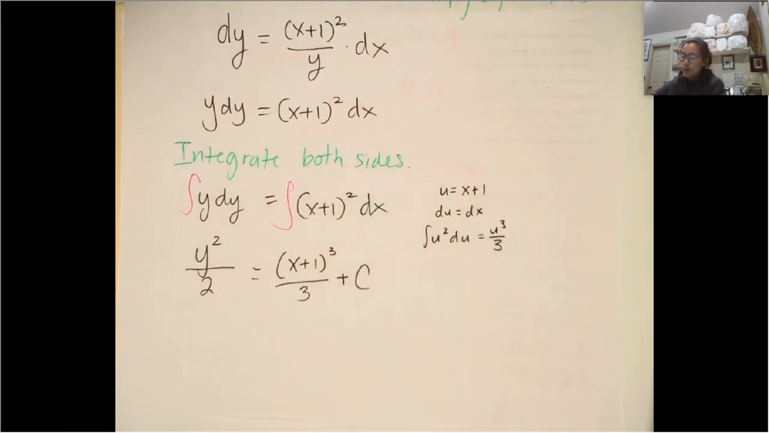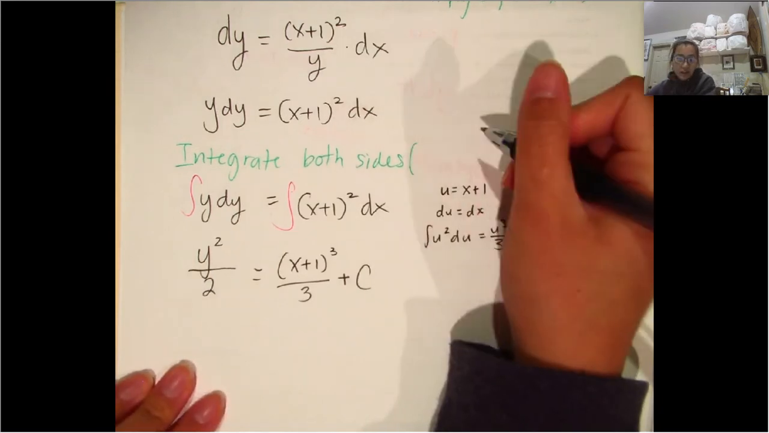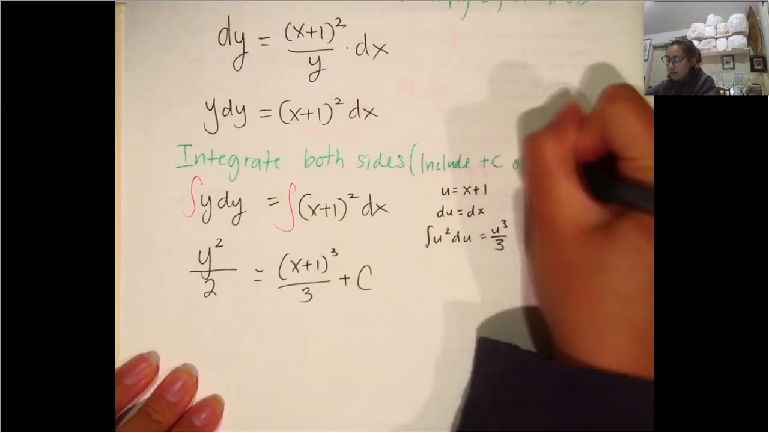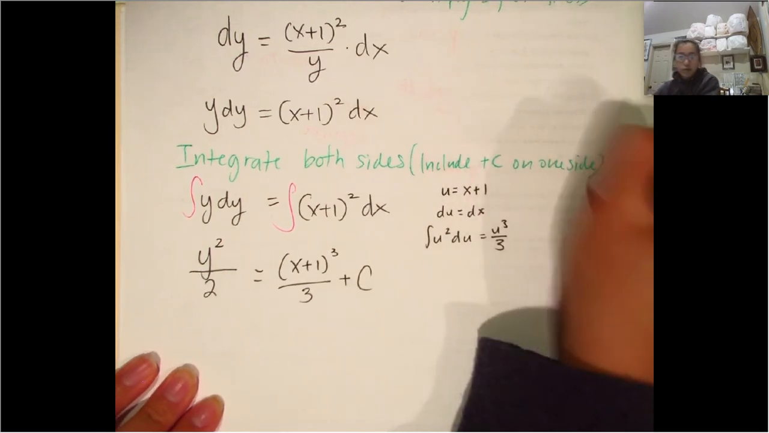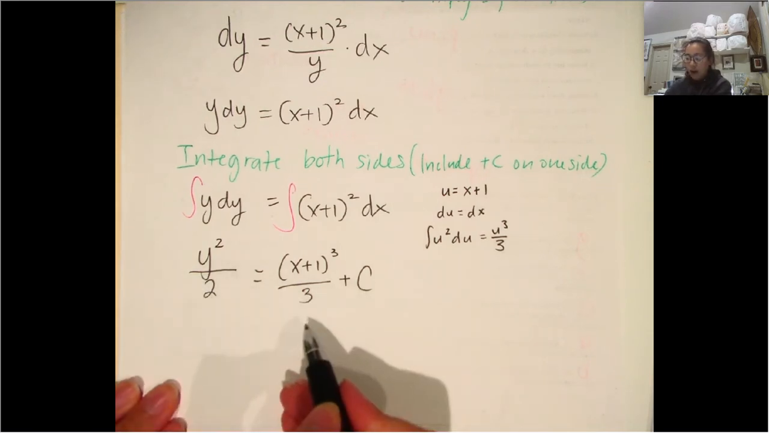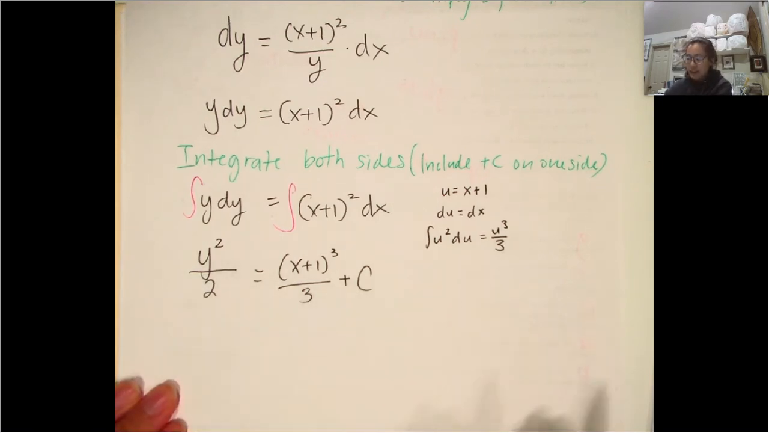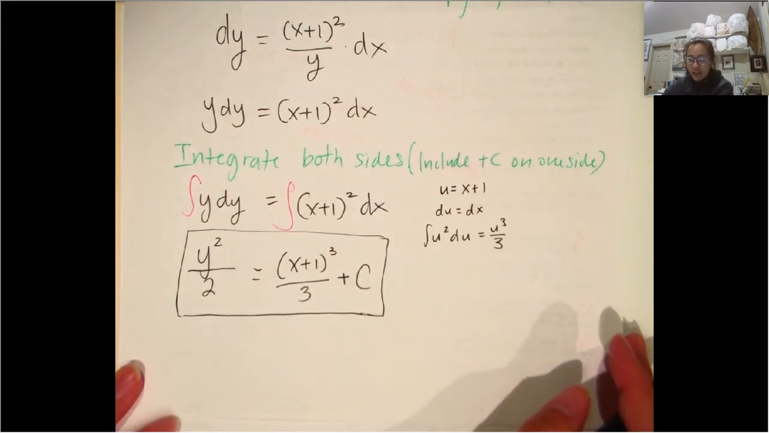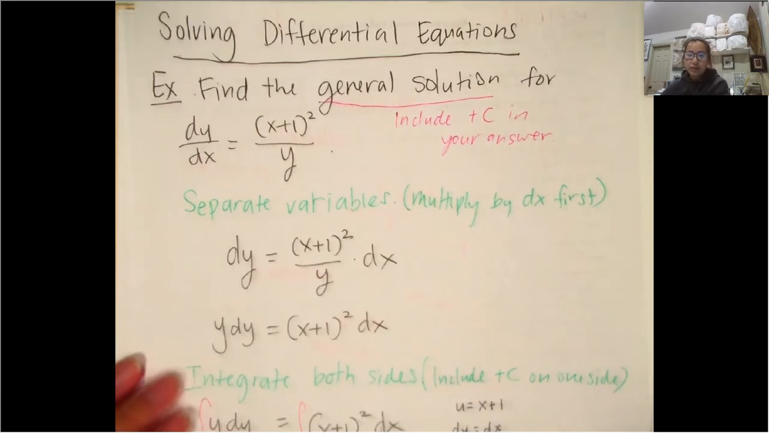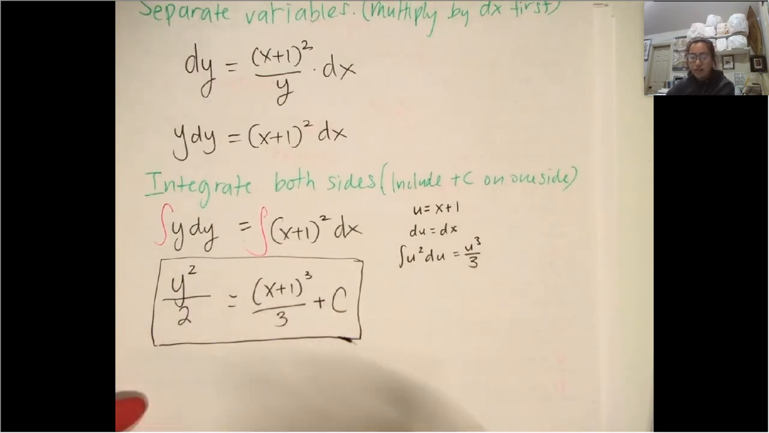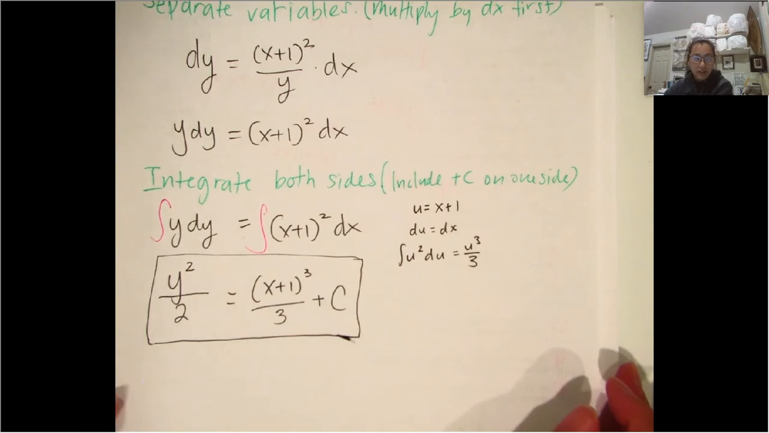Like I said before, maybe we should write this down. Don't forget to include the plus c, but also include it only on one side. Okay, and there we have our general solution because we have a plus c. So this is it, unless the question asks you to solve for y. In this question, we were not asked to solve for y. It just says find the general solution. This is the general solution. There's a plus c, and that's your answer to the problem.